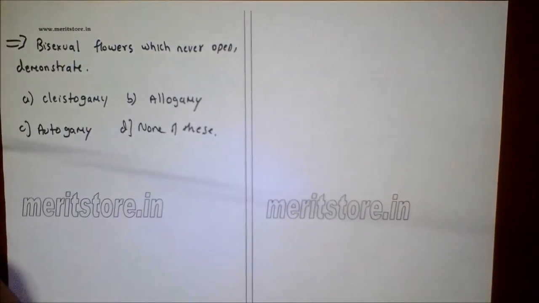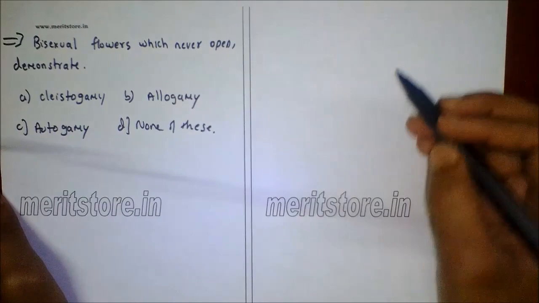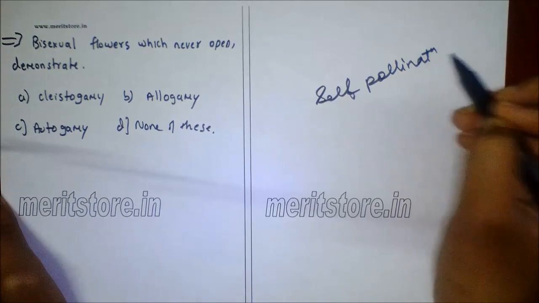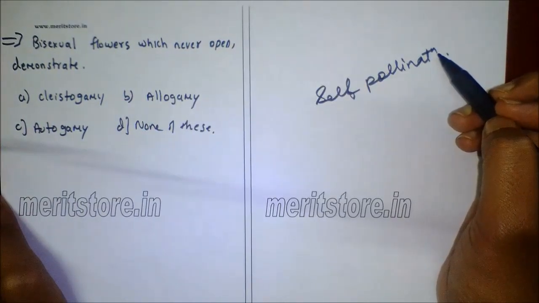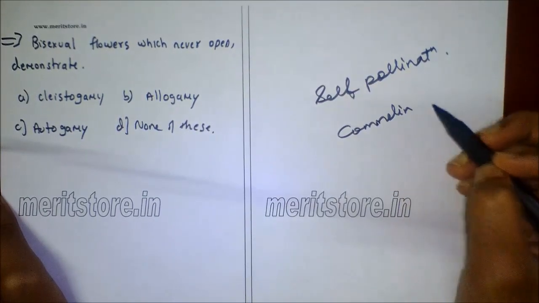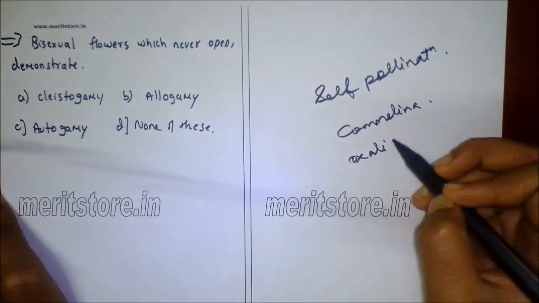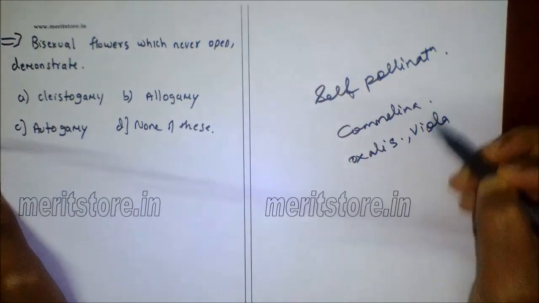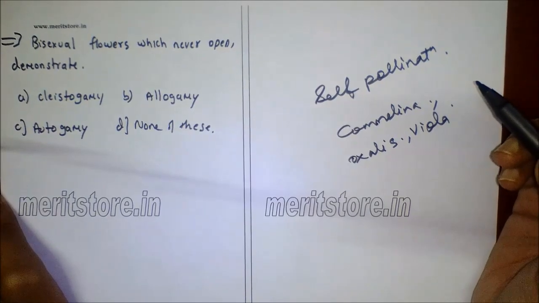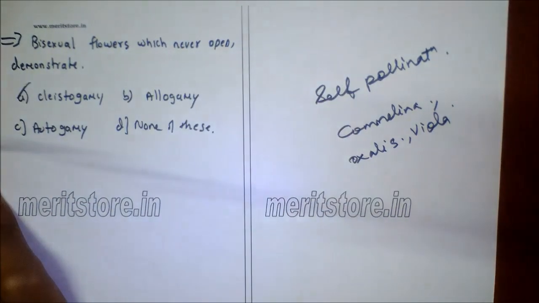Bisexual flowers which never open demonstrate A. cleistogamy, B. allogamy, C. autogamy, D. none of these. Some plants never open their flowers to ensure complete self-pollination. This condition is known as cleistogamy. Examples are seen in Commelina bengalensis, Oxalis, and Viola. The cleistogamous flowers are bisexual, small, inconspicuous, colorless, and do not secrete nectar. So option A is the correct answer.